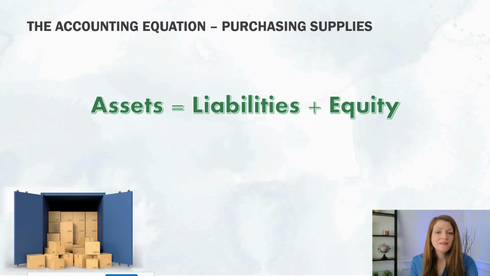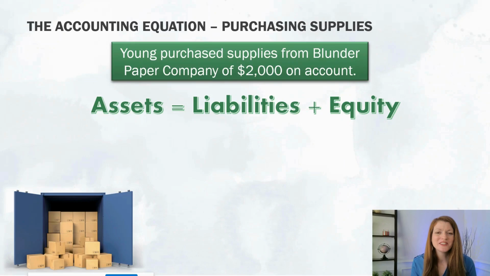Now, Young Company has purchased supplies from Blunder Paper Company of $2,000 on account. Okay, so they're getting supplies of $2,000. That supplies is an asset to us. They're not using it up right away, so it's going to be an asset. We're going to have it sitting in a closet somewhere, in some kind of storage box, whatever that is in that picture.